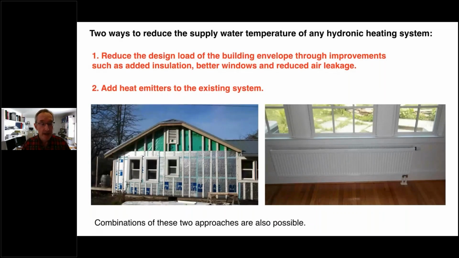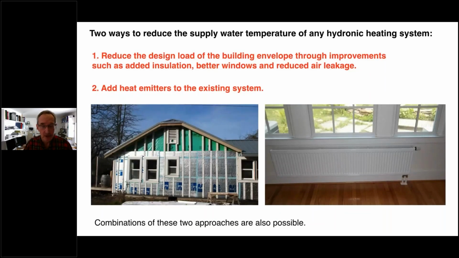The other is to add heat emitters. And this goes right back to the idea, the more surface area we have, the lower the water temperature can be for a given output. And it doesn't have to be one or the other. It can be a combination of both. And every situation is a little different.